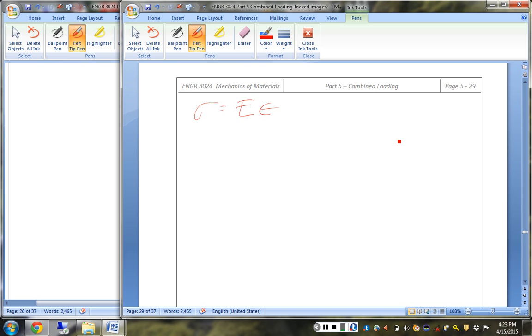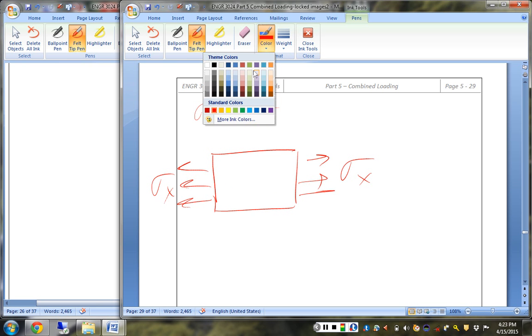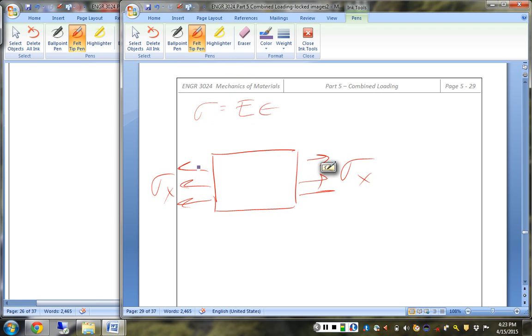Okay. All right. So if we have a thing and we apply a stress in a given direction, we understand that it's going to get longer this way and shorter that way. That's what's going to happen. What are the equations that, as far as we know, govern that?